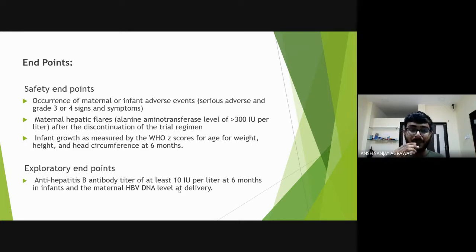Then after that, maternal hepatic flares, that is ALT levels of greater than 300 IU per liter after the discontinuation of the trial regimen. And lastly, infant growth as measured by the WHO Z scores for age, for weight, height, and head circumference at 6 months. There was also an exploratory endpoint in which maternal HBV DNA level at delivery was measured, provided that the anti-hepatitis B antibody titer of the infants was at least 10 IU per liter at the 6 months time period.